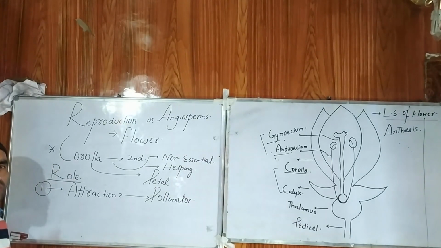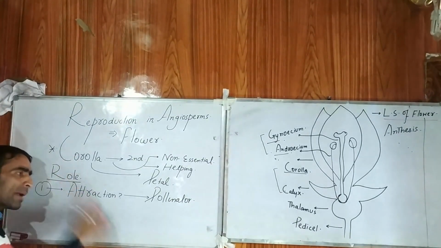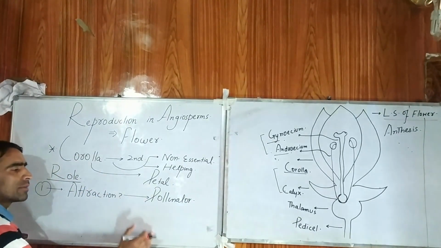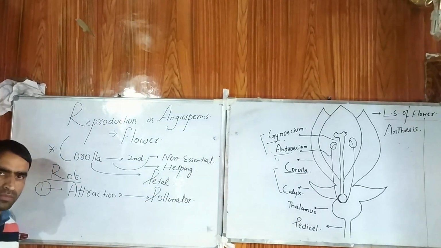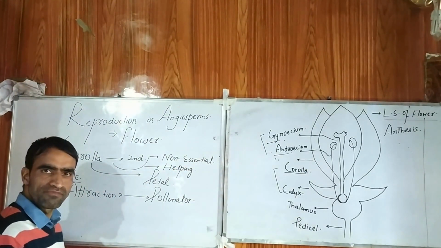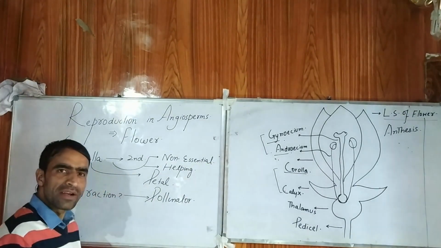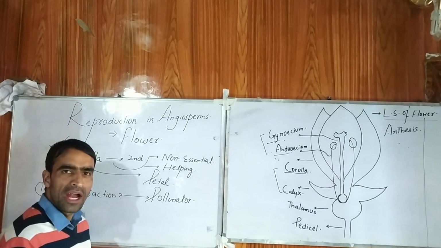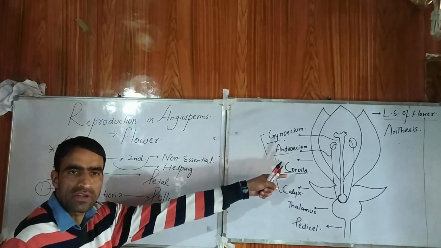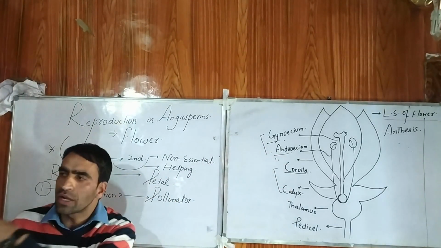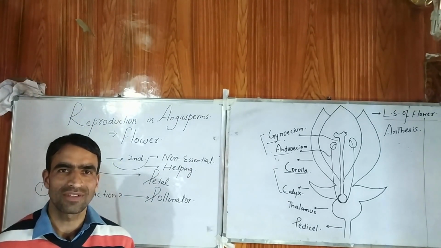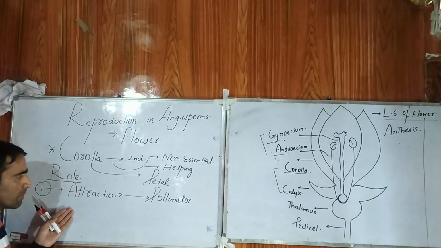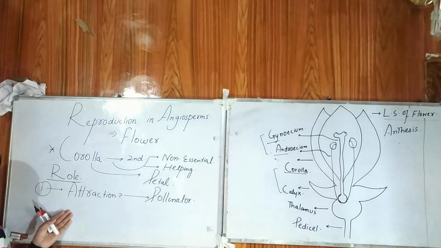So the first function played by those petals is to attract this animal. This animal is called a pollinator. Tomorrow it will come to this flower, take the nutrients in the form of nectar, and it will take those pollen grains from this flower to another flower to bring about what is called cross pollination. So hence the first role played by these petals is attraction towards pollinators.